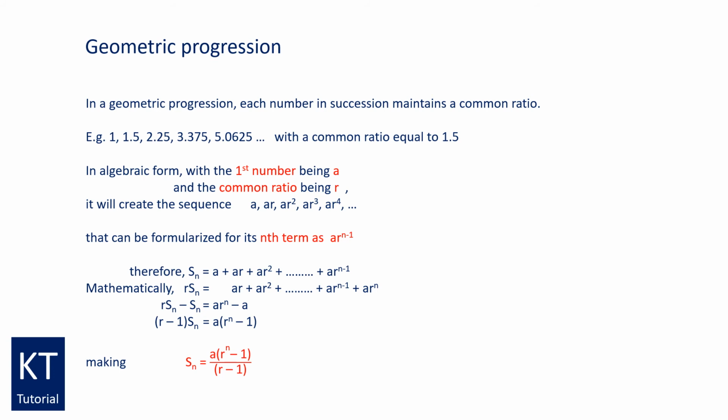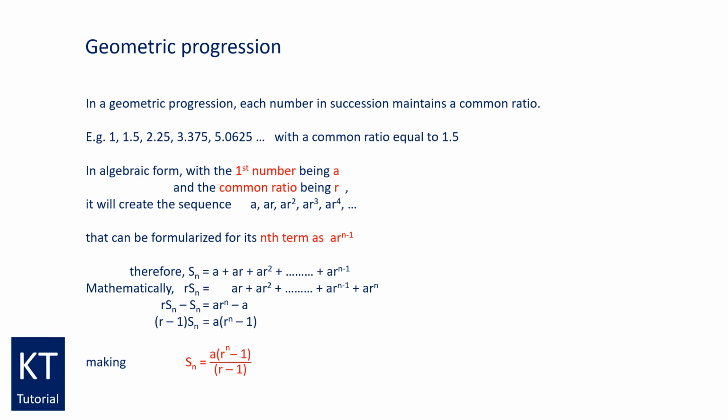With its first number being labeled A and its common ratio being labeled R, it will create the sequence A, AR, AR squared, AR cubed, AR to the power 4, and so on, which can be formularized for its nth term as AR to the power of n minus 1.